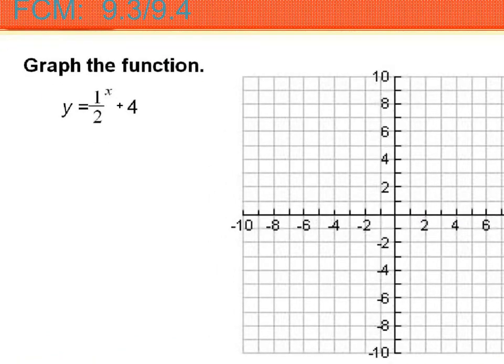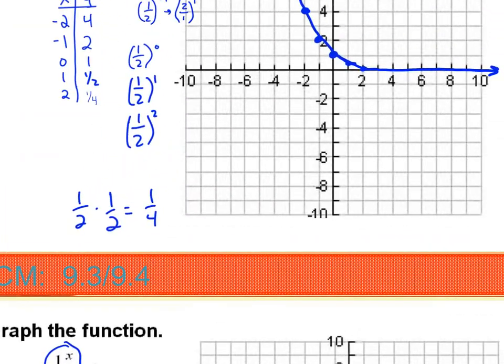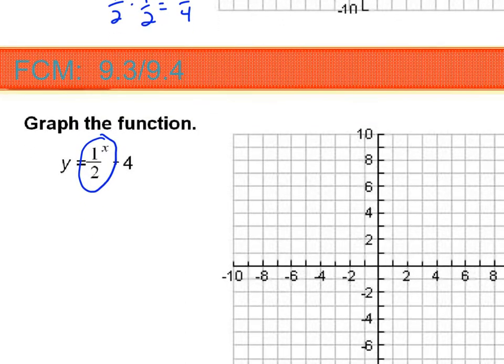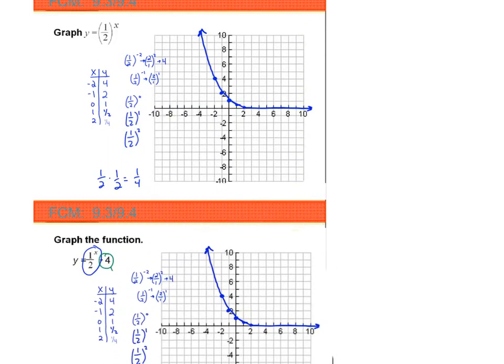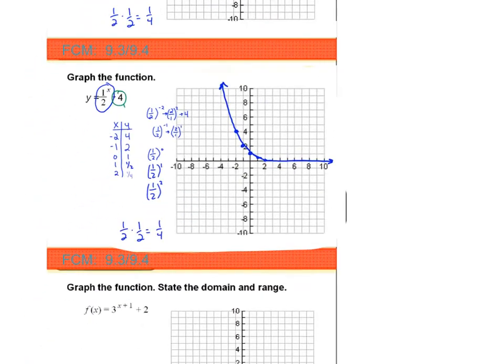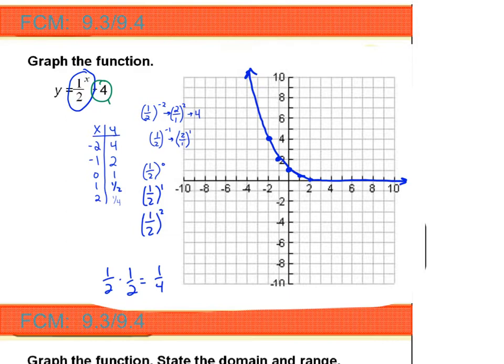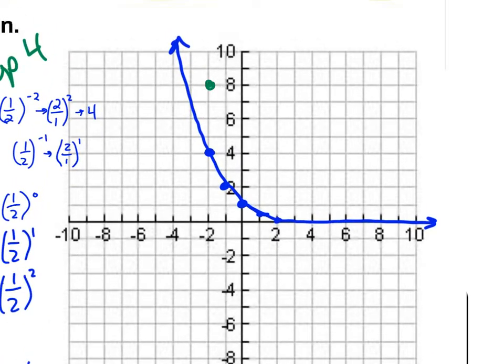This next example. So all of this stuff, 1/2 to the power of x, that's just the previous graph, this graph, 1/2 to the power of x. Okay? What is this plus 4 doing? Yeah, it's going up 4. So we can just take this previous graph here. All right, so we got our previous graph. And then we're just going to shift all of these things up 4. All of these points are going up 4. Up 4. Up 4. Up 4. Up 4. Right? So still an exponential.